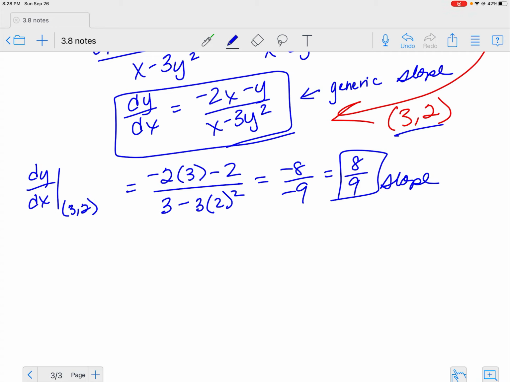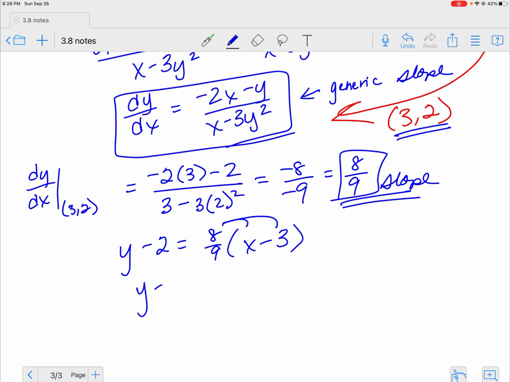Then I've got my point (3, 2) with my slope, and we do algebra. y minus 2 is equal to 8/9 times (x minus 3). We can distribute, so y minus 2 is 8/9 x. This we can simplify a little bit, right? That 3 takes that out, and we have 8/3.